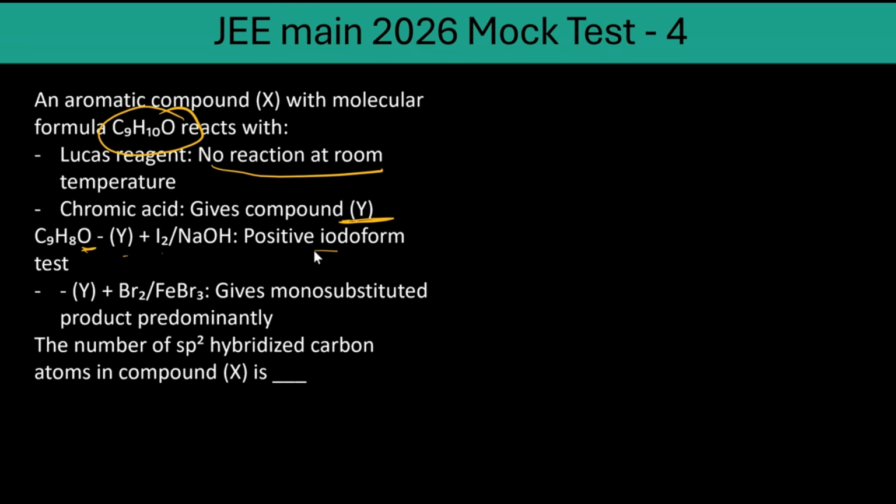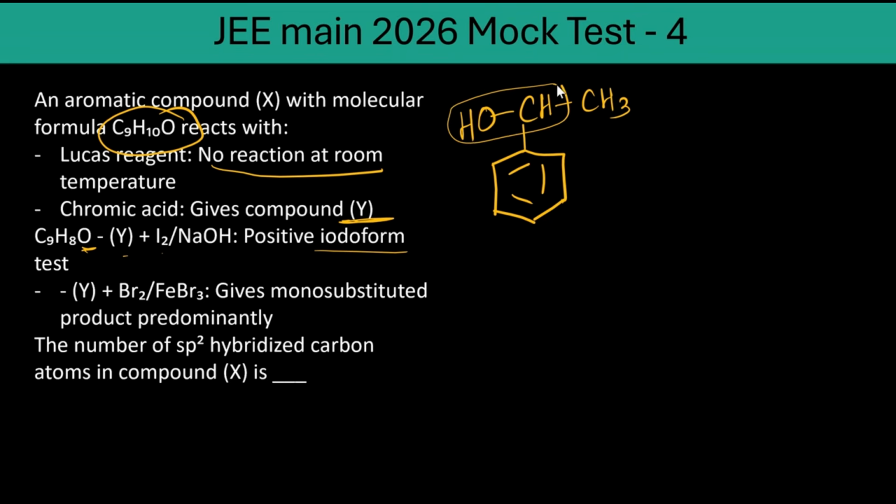Then Y with the iodoform test shows positive. So there is a CH3 group attached to the ketone. Y with Br2 gives a monosubstituted product predominantly. So that must be on the benzene ring, because I have C9H10O. You can find the DOU also. And I have CH3 and OH, so that this part can get converted to a CO group, that will give you a positive iodoform test.